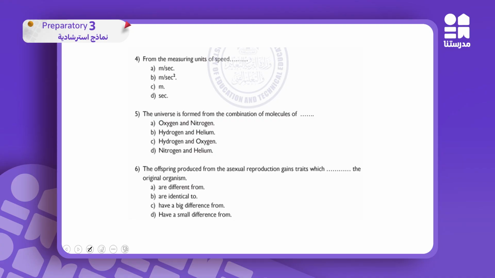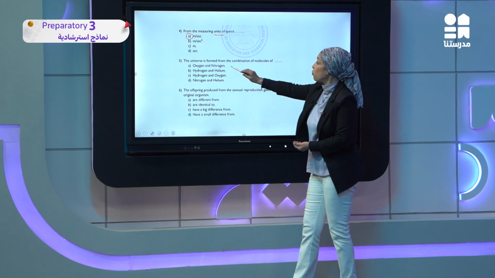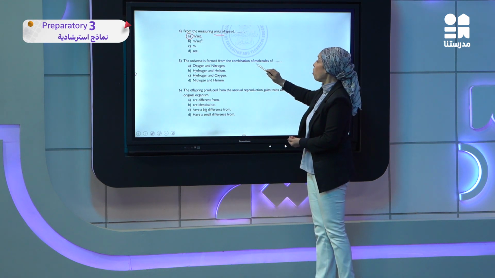From the measuring unit of speed, well, units is very important to know. Speed, of course, all of you know that it's measured by meter per second, which is the first choice here. What about the next? Meter per second square for acceleration. Meter only for the length or any length. Second for time.